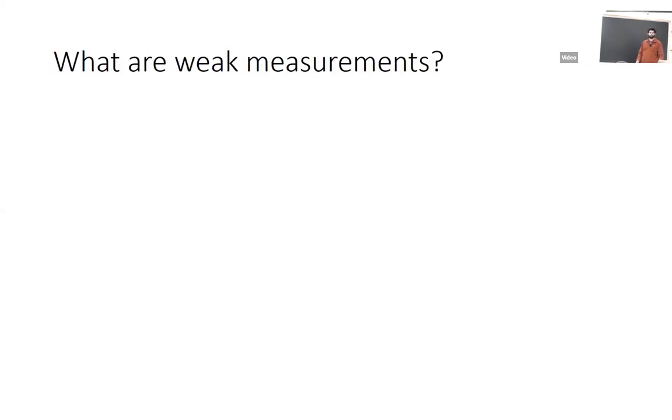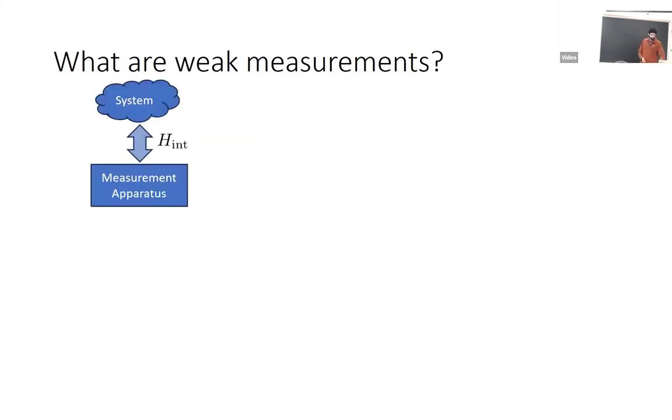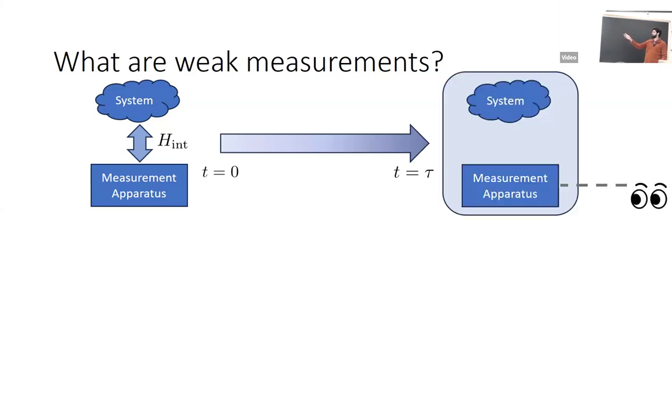Okay, well, what are weak measurements? First, let's just review what a strong measurement is. So in the lab, the way we actually implement a measurement is we take our system of interest and we couple it to some measurement apparatus. Let's say some interaction Hamiltonian, H int, and we let these two evolve together for some time. After which we look at or collapse our measurement apparatus, we get a readout, and conditioned on that, we collapse the state of the system.